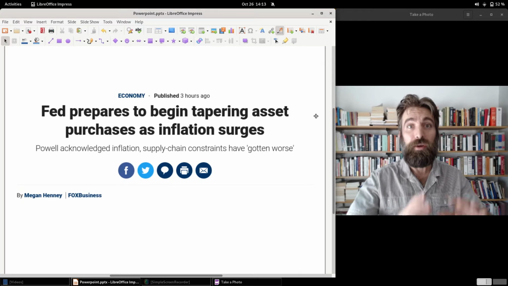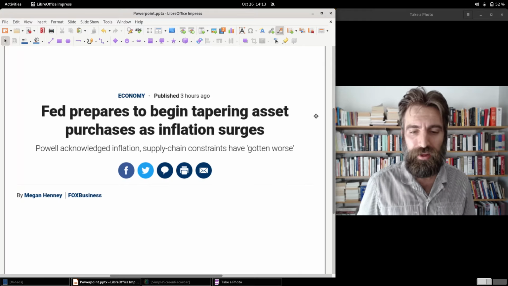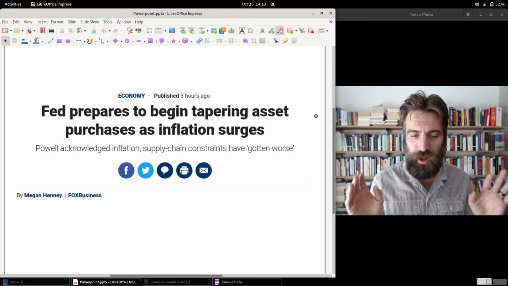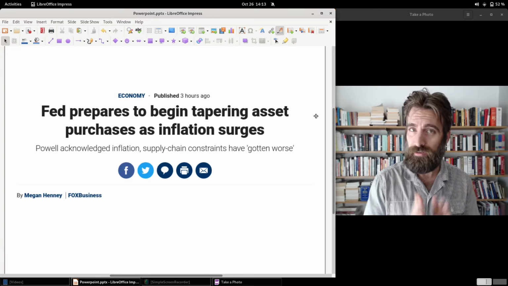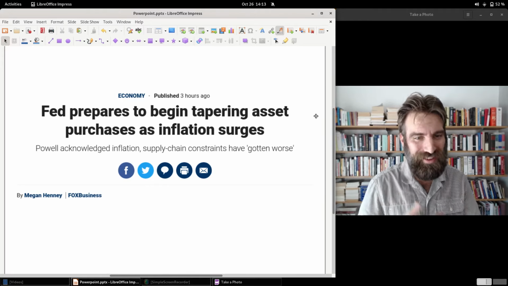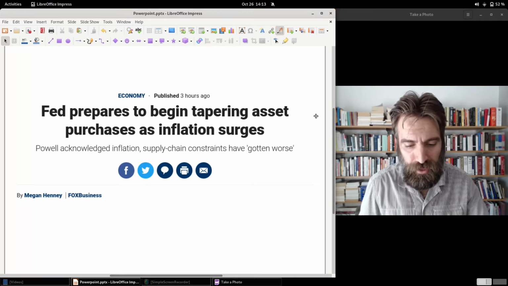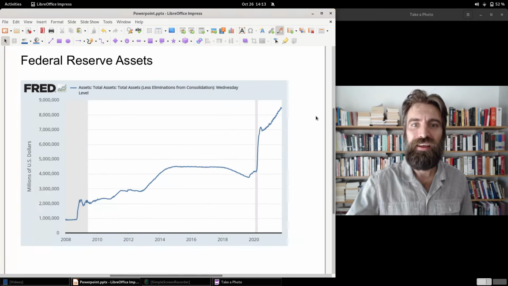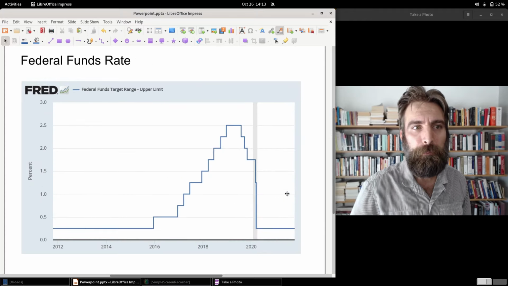What they need to do is to end it completely, the QE, that is. That's what they need to do. I would be shocked if they just ended it. They're not going to do that. Tapering means reducing. So we'll probably see a slight reduction in these monthly bond purchases. But, so that's the QE.